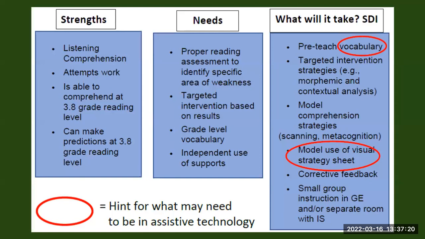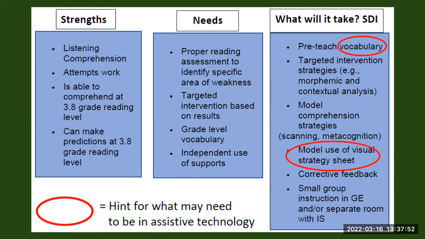So then when we thought about what he needed, we recognized that he needed a proper reading assessment to identify areas of weakness that were more specific. He did need targeted interventions based on results. He definitely needed to acquire grade level vocabulary, and he needed to be able to use supports more independently. So then we thought about, well, what will it take to get him there? What strategies and methodologies could we as teachers use?